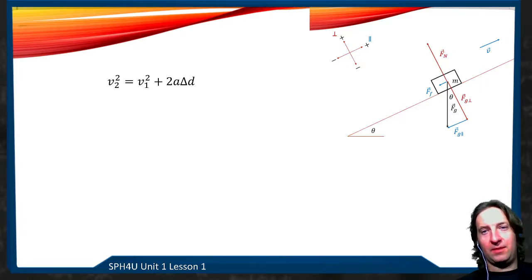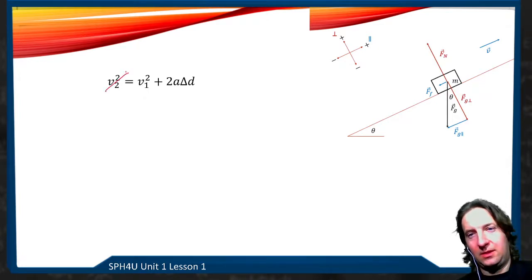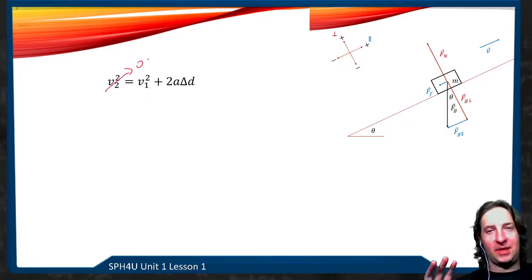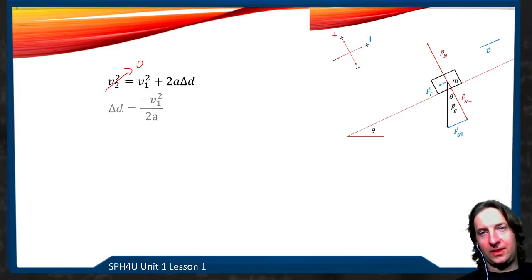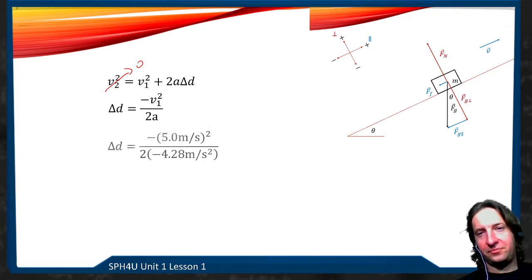I know that my final velocity now will be 0. Sorry. When I get to the top of the ramp, I'm going to stop. When I stop, my final velocity will be 0. So I can rearrange this now for delta D, which is what I'm looking for, right? The V1 goes over, it becomes negative, divide both sides by 2a.